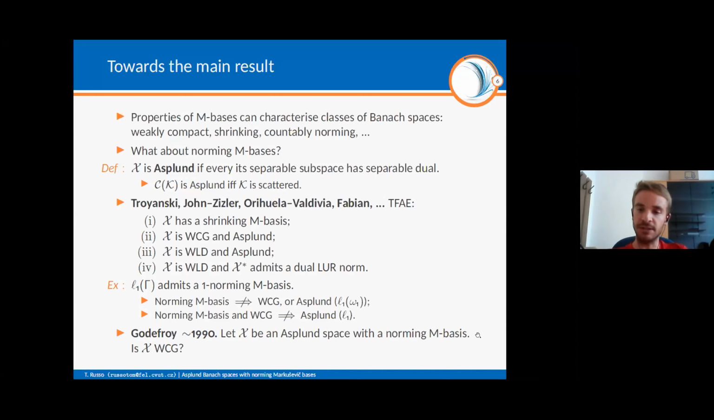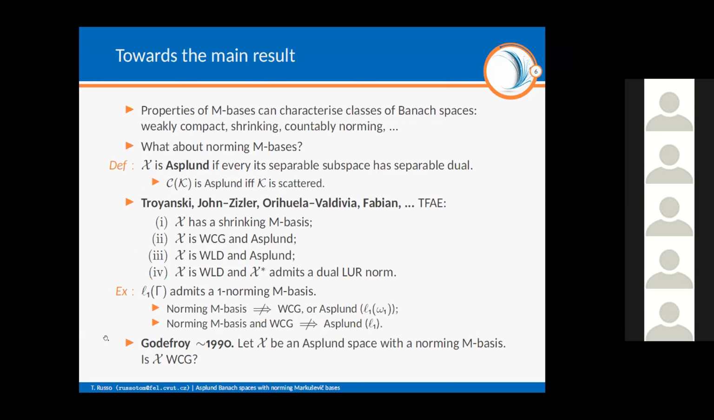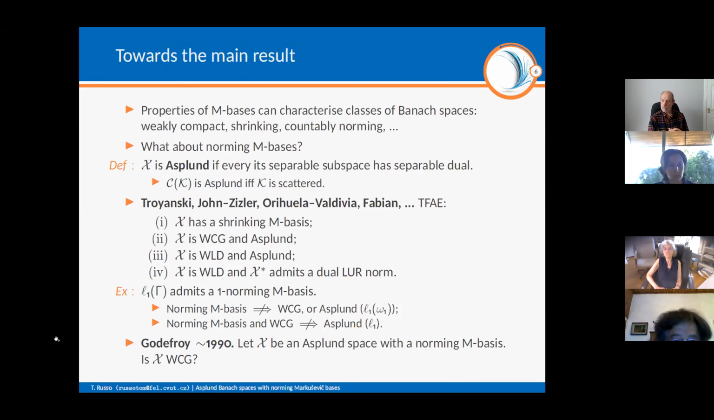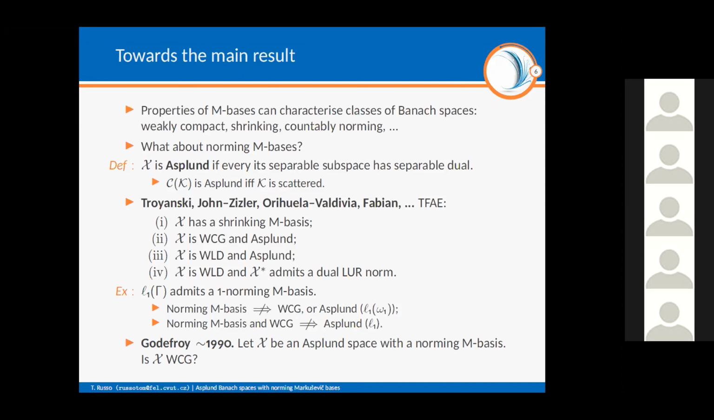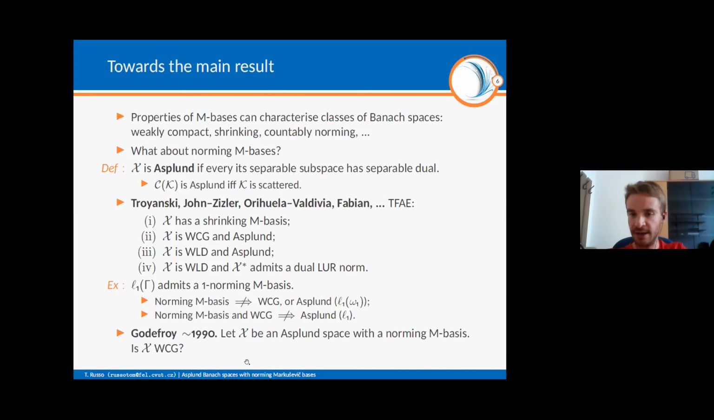So I would spend a bit of time discussing this question, essentially because this is the main problem we'll be interested in the talk. So the first thing is, John and Zizler's question was whether WCG implies norming or not. Here, in a sense, it's kind of a converse. So norming implies WCG under some restriction, under the restriction of Asplundness. In this regard, we can consider this problem as a converse to John and Zizler's question. And moreover, this is tightly connected to the theorem above because of this comment I made before, also because here you see that WCG plus Asplund implies shrinking, but at the time it was conceivable that norming basis was a more general notion than WCG.